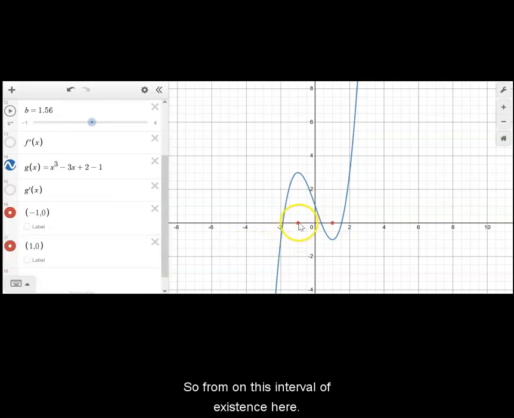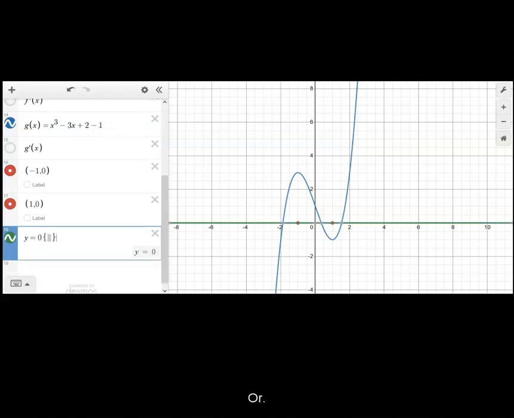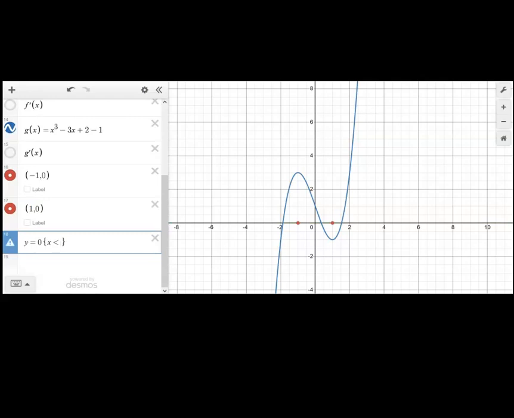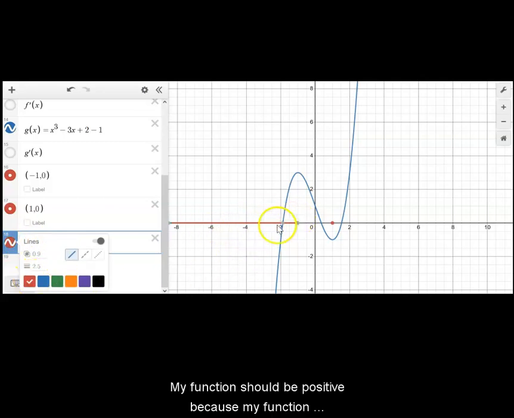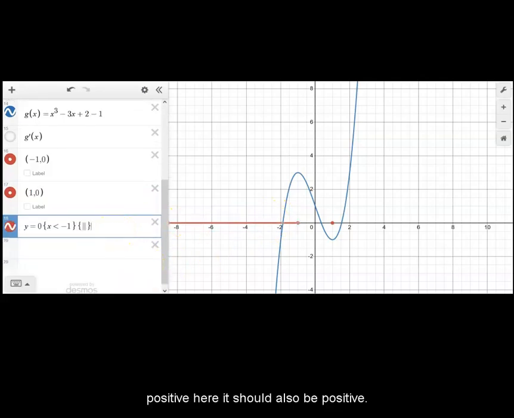So on this interval of existence here, when y equals 0, for x less than -1, my derivative function should be positive because my function here is increasing. It should also be positive when x is larger than 1.